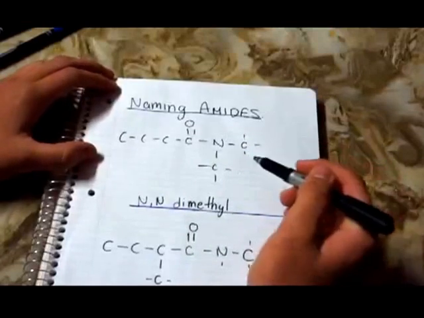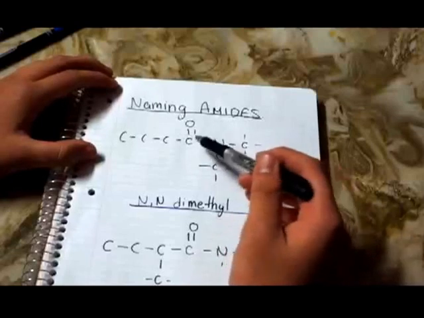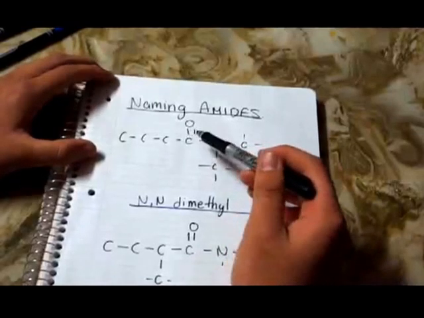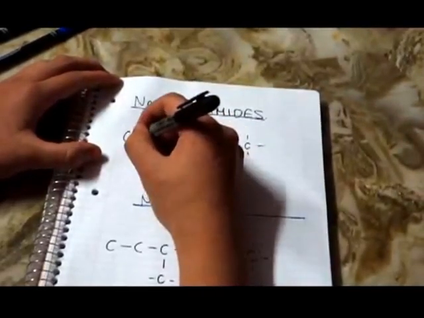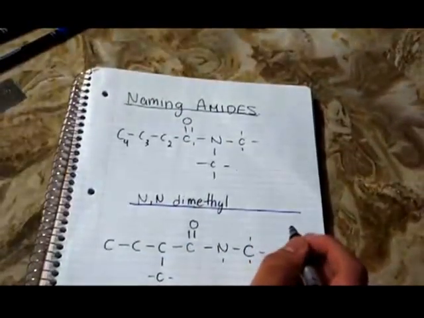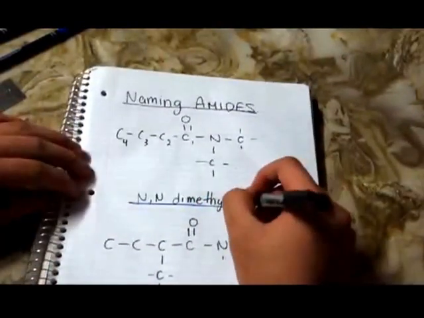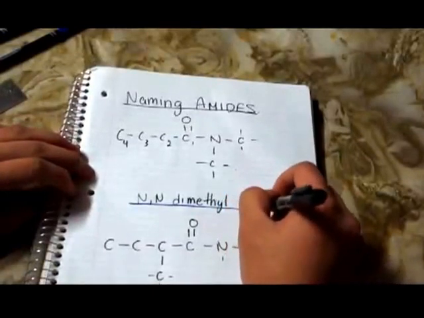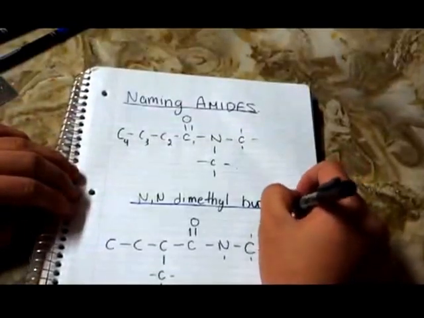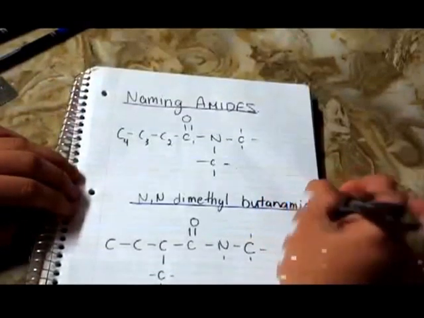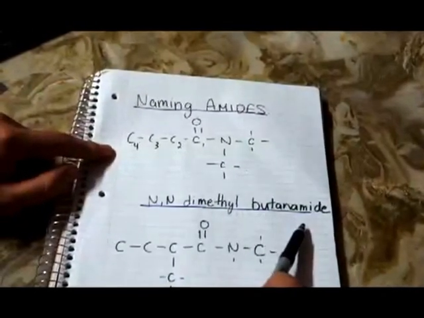Then we have to name the parent chain, and the parent chain is always the one that's connected to the carbonyl group, and you have to make sure you count that carbonyl carbon. So here we have 1, 2, 3, 4 carbons. And so now we have 4 carbons that would imply butane. So what we'd put is butan. And since it's an amide, we have to add the amide ending. So this molecule is N,N-dimethylbutanamide.